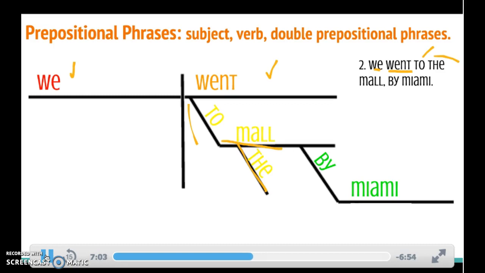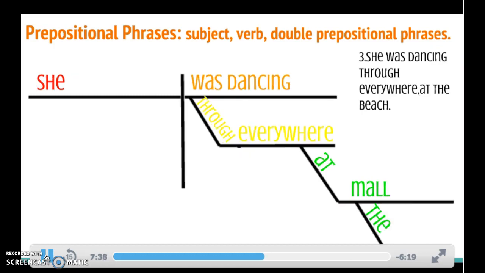Now we're going to read this part of the sentence. By Miami. Well, by Miami is describing where the mall is. So that phrase is going to go down from the mall, because by Miami is describing to the mall. So we're going to write by is a preposition and Miami is an object or a noun of the prepositional phrase. This is a prepositional phrase, so first we write our preposition below this noun, and then beside the preposition we write our noun as normal.